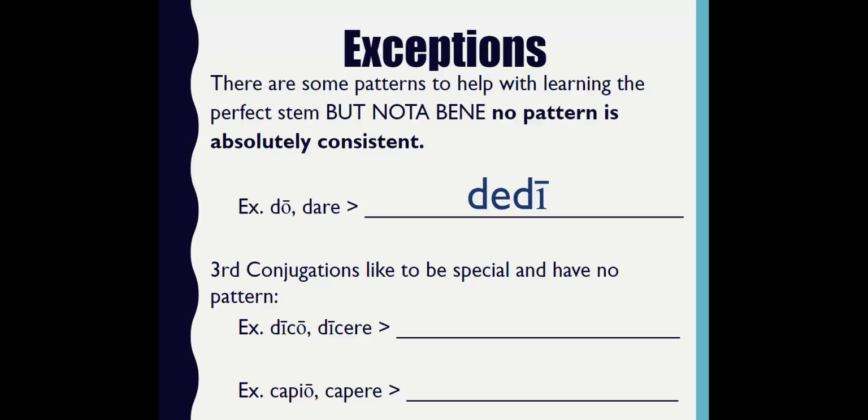Third conjugations have always liked to be special and have no pattern. That is why in that slide before, there was no pattern given. So by saying this, you just have to memorize those forms. So for example, dico, dicere becomes dixi, and capio, capere becomes cepi. All right.